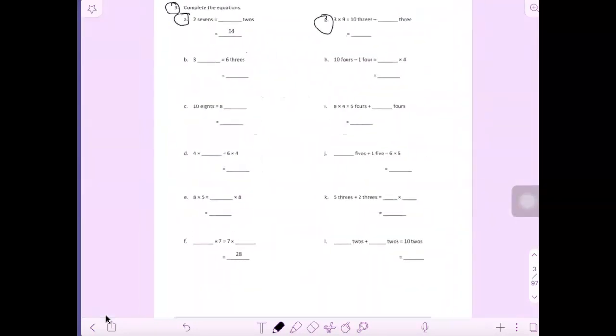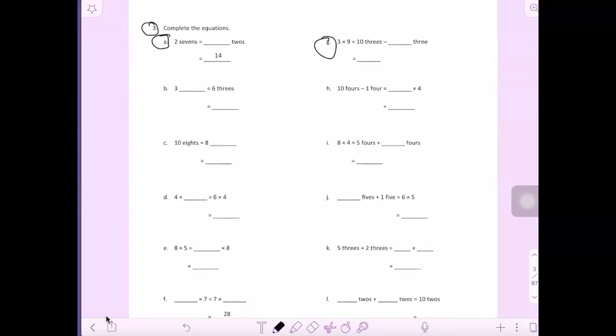Let's go on to number 3. They told us the must-dos are 3A and G. We're going to do a couple others together just so that you can see how this works. And if you want to do the others, you can. You don't have to. We're going to complete the equation. And this is really to help you get into doing some mental math, okay, and seeing the commutative property. So letter A says 2 sevens is equal to 7 twos, which is equal to 14. We can say it either way, we get the same product.